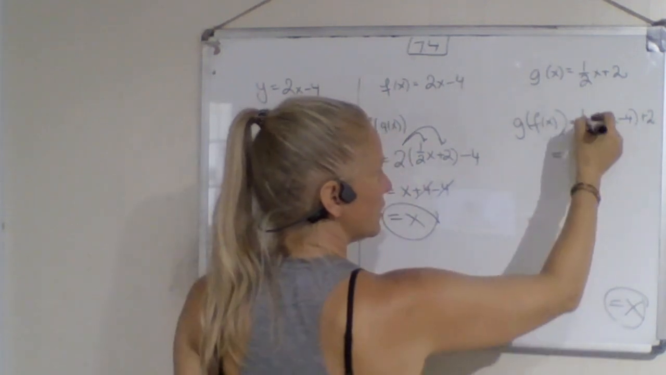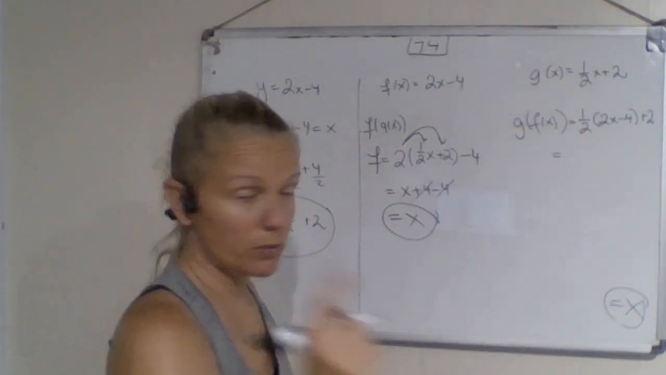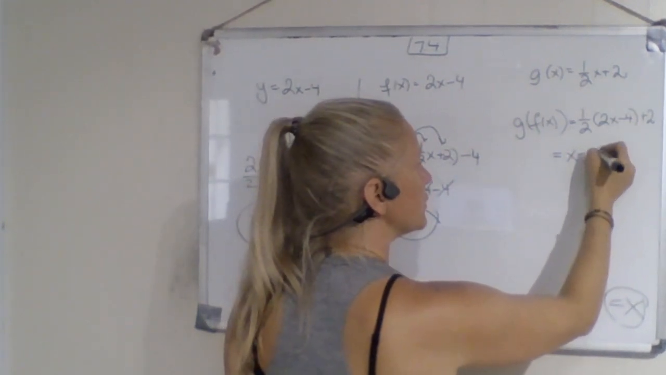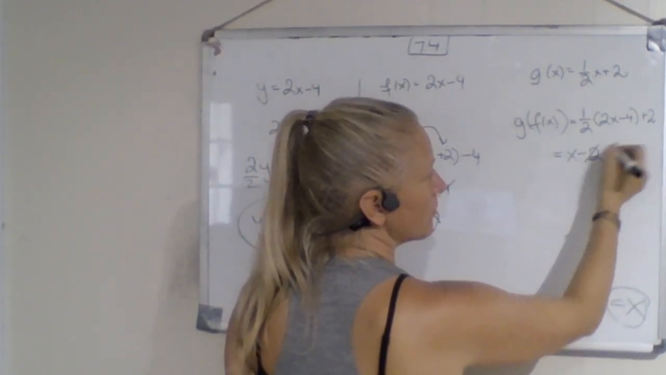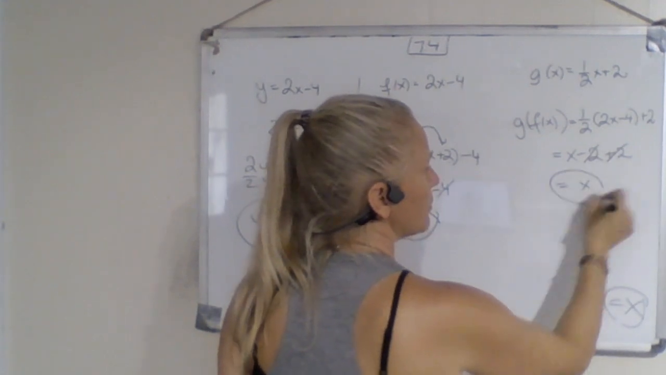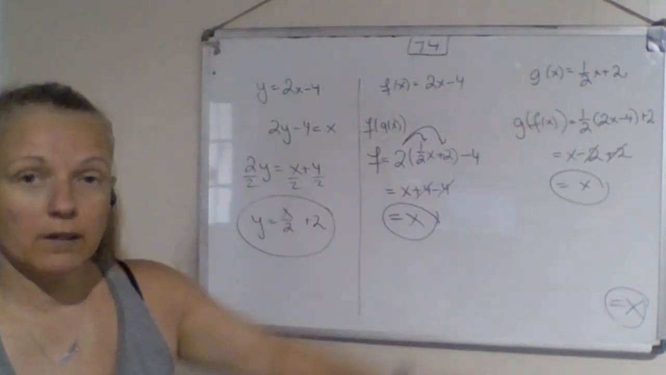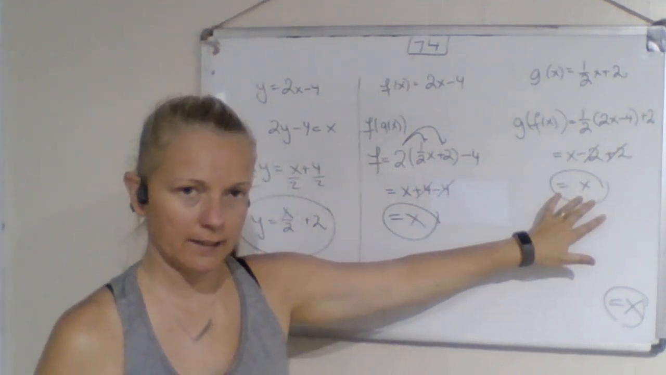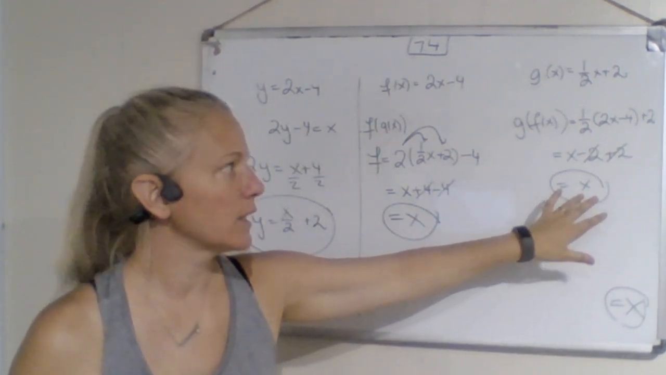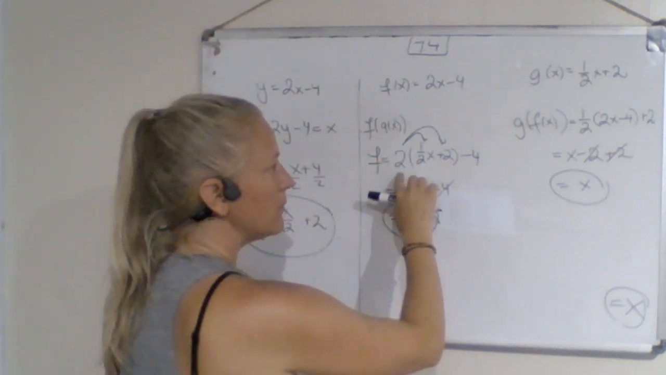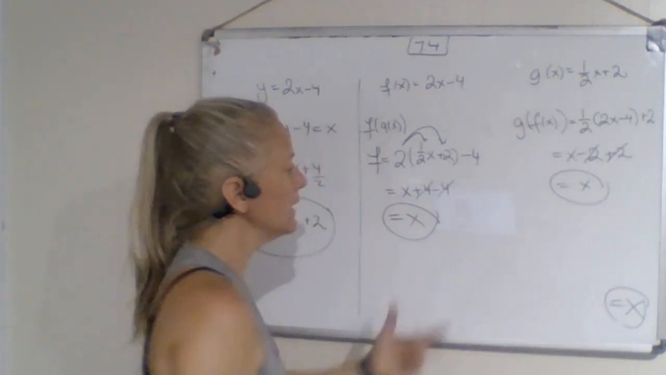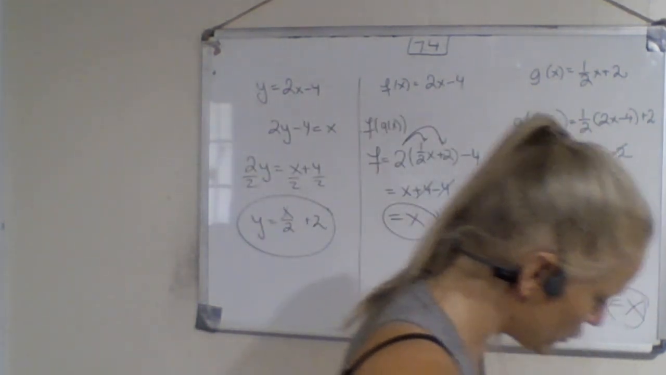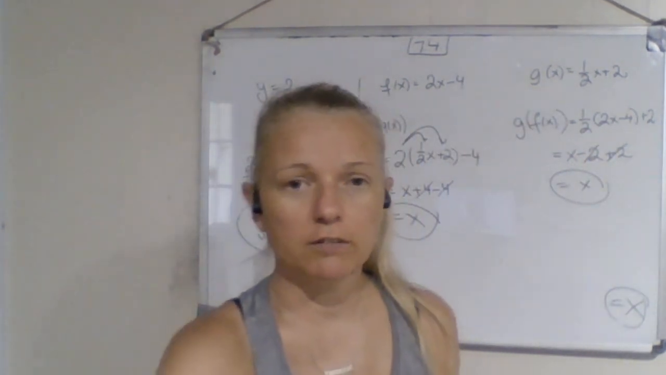Let's do the distribution. 1/2 times 2 gives me 1, that is 1x. 1/2 times negative 4 gives me minus 2, plus 2. They go away. I end up with x. The two functions over there are inverses of each other because the final answer is just a plain x. So when you do this type of work, just make sure you plug them in correctly. Make sure you follow your signs correctly. If you end up with x and x, they are inverses of each other. If the answer is not that, then they're not inverses of each other. It's just as simple.